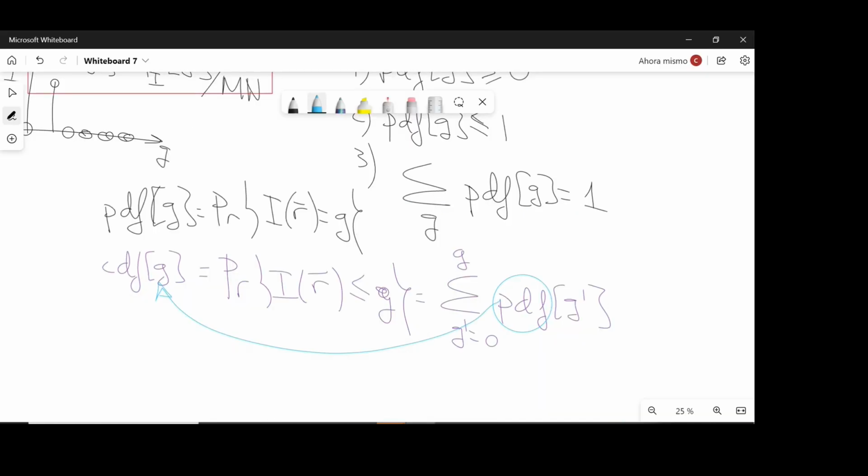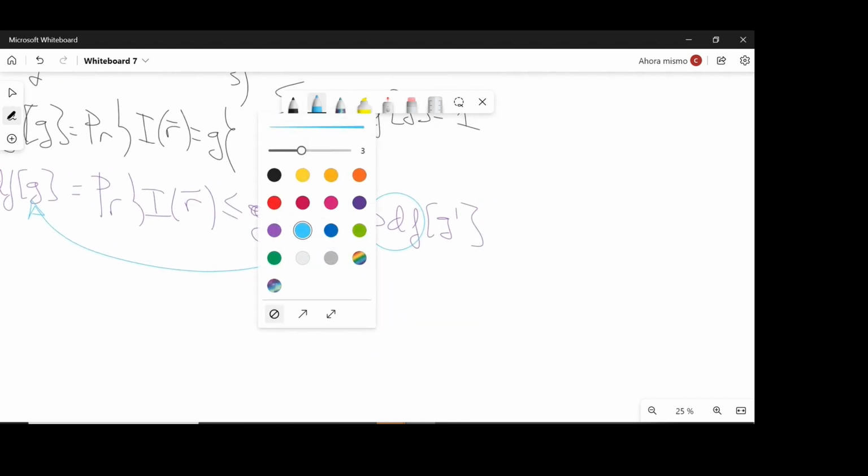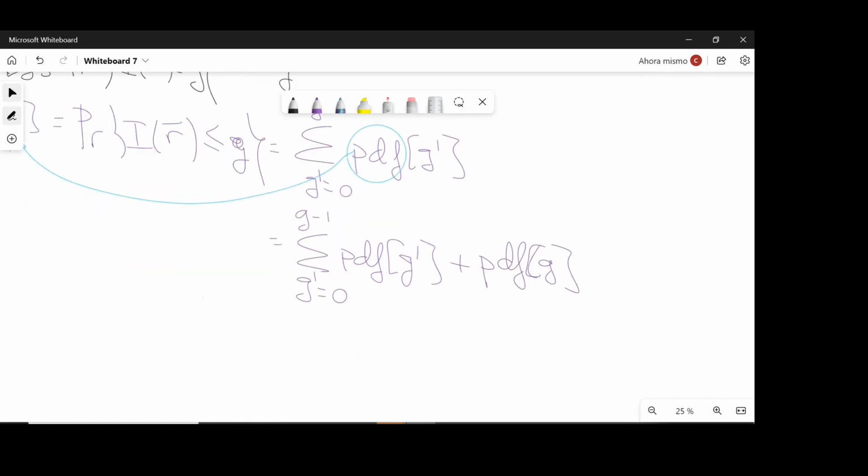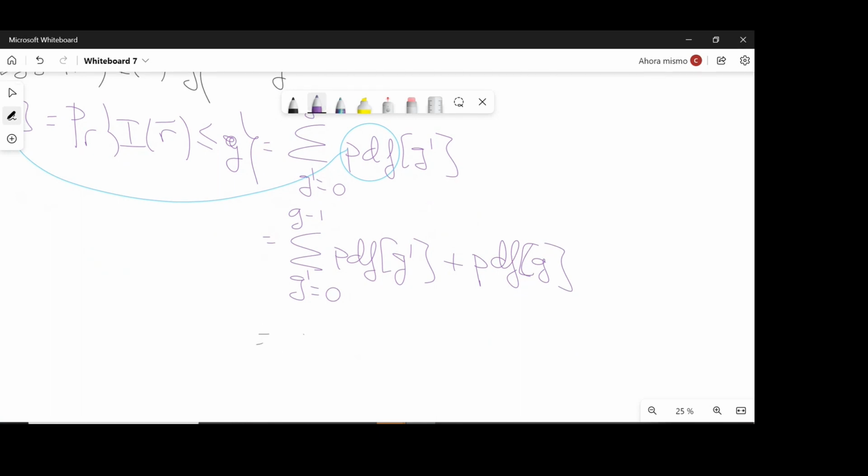Okay, so I cannot decompose this, sorry, I need some space. And then we go for this ending. So let's say that I can decompose this one into the sum from g prime from 0 to g minus 1 of the PDF of g prime. And the last PDF I'm missing, so I have to add it at the end, because I have skipped the last one. But what is this? This thing here is the CDF of G minus 1 plus PDF of G. So there is no surprise.